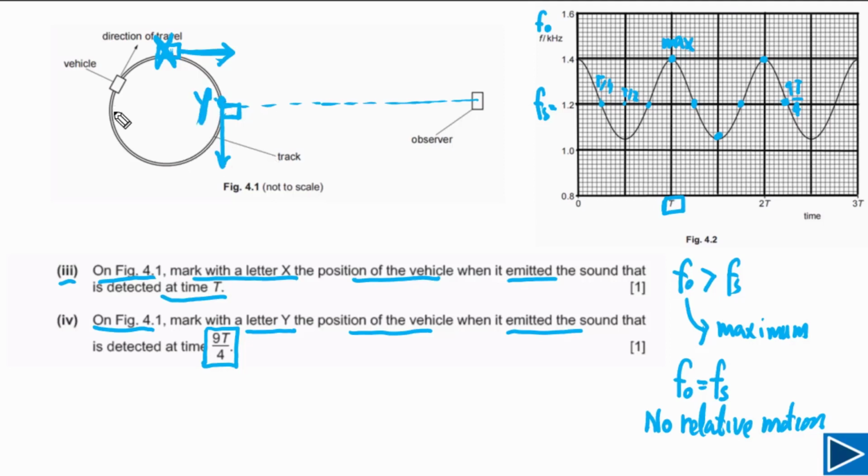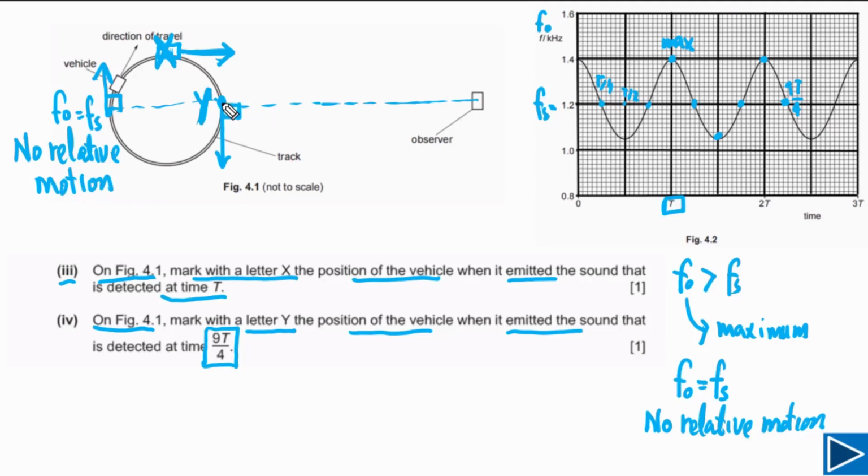You can also understand why this is not. If you look at this point, for example, you can also join this one. You see, when the vehicle is moving this way, the angle between source and observer is also 90 degrees, and there is no relative motion. So at this point, observed frequency also will be equal to frequency of the source. So here is also no relative motion.